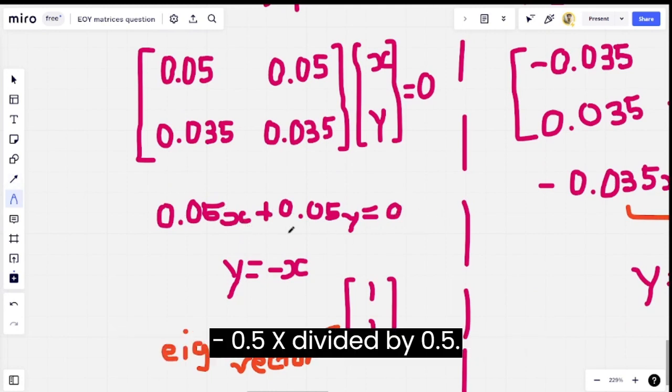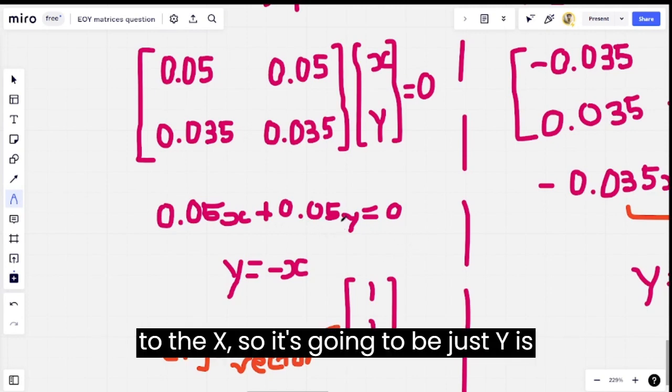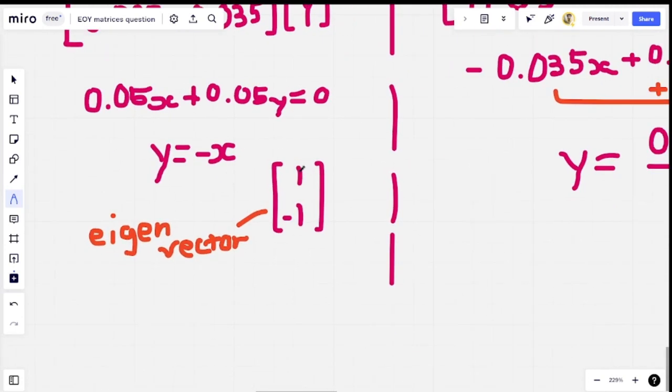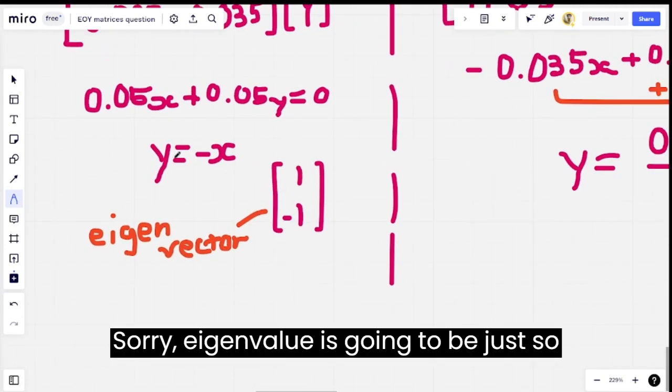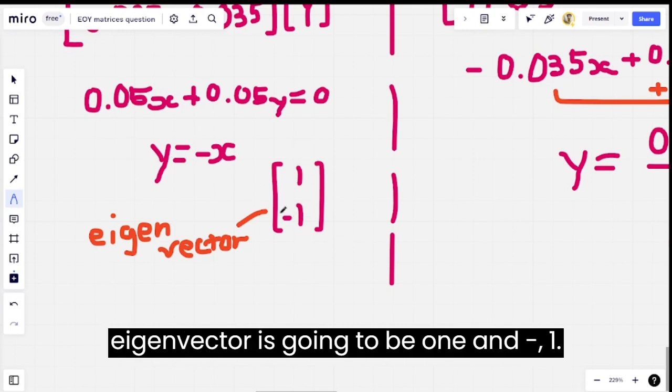Negative 0.5x divided by 0.5, because we're moving the 0.5 from the y to the x. So it's going to be just y is equal to negative x. So for our eigenvector, we're going to make x equal to 1, so y is going to be -1. So our eigenvector is going to be 1 and -1.